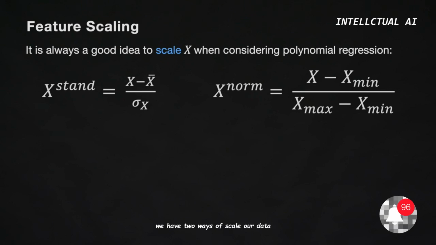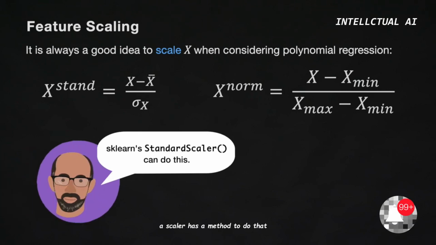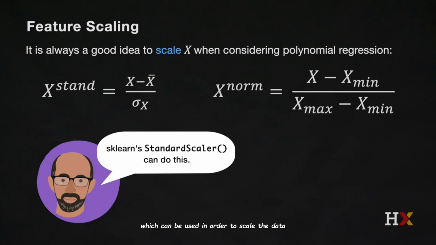We have 2 ways of scaling our data. One is called standardization, and the other is called normalization. Standardization is subtracting the mean of the values of the predictor and dividing by the standard deviation. And normalization is subtracting the minimum value of the predictor and dividing by the range of the predictor. Scikit-learn has a method to do that. It's called StandardScaler, which can be used in order to scale the data before we do polynomial regression.